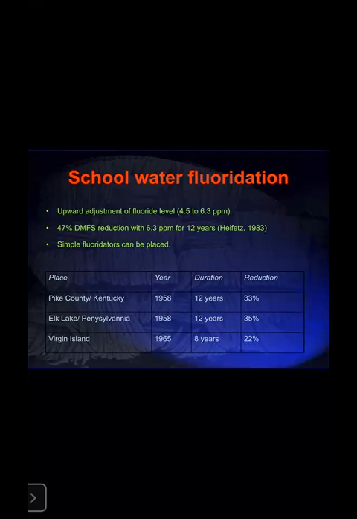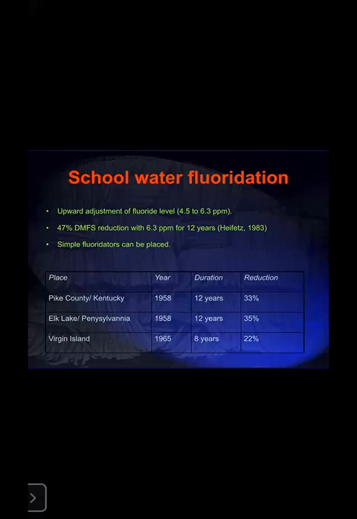The students who go to school will get fluoride automatically if you go ahead with school water fluoridation, and automatically the teeth will be strong. So this was the second option where community water fluoridation was not possible. This is school water fluoridation. This is upward adjustment of the fluoride level in drinking water in school water.